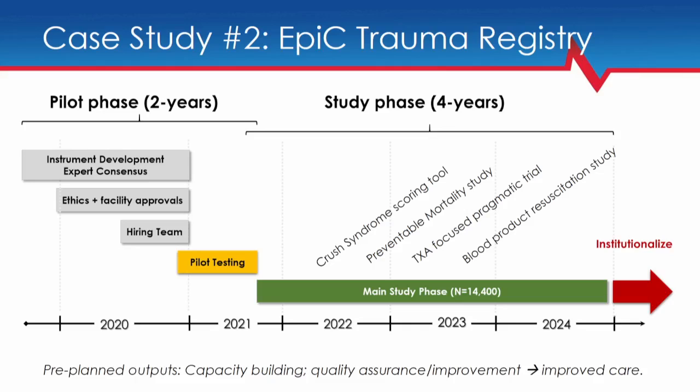But know that we had a very deliberate, pre-planned strategy on capacity building. The folks we hire and the folks we work with, that's actually built into our ethics protocol, how we're going to develop capacity in them and teach them about registries, so maybe they can go on and spur the development of registries in other sites beyond just the EPIC network.